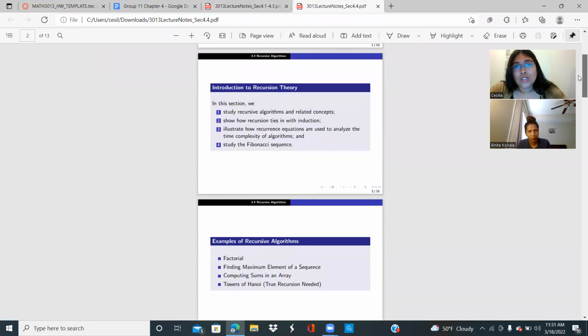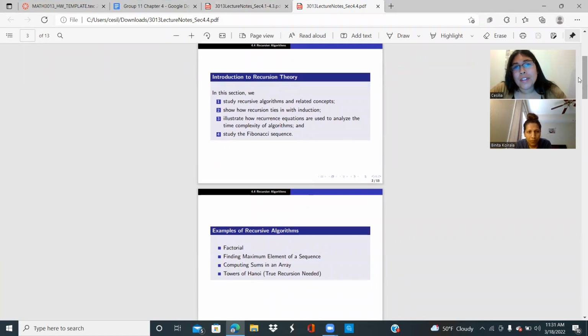Okay, so an introduction to recursion theory. In this section, we study recursive algorithms and related concepts and show how recursion ties in with induction. We illustrate how recurrence equations are used to analyze the time complexity of algorithms and study the Fibonacci sequence.